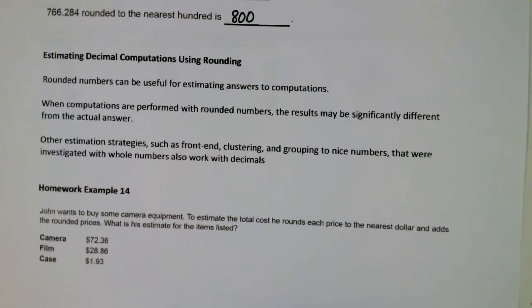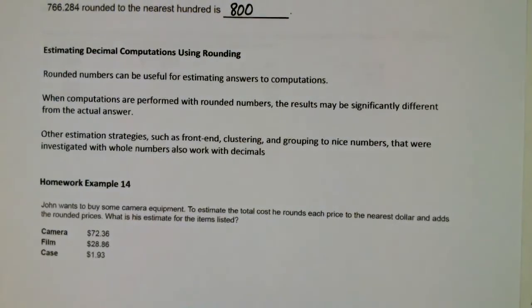Okay. All right, now let's look at estimating decimal computations using rounding. Rounded numbers can be useful for estimating answers to computations. When computations are performed with rounded numbers, the results may be significantly different from the actual answer. Other estimation strategies, such as front-end clustering or grouping to nice numbers that were investigated with whole numbers, also work with decimals. So let's look at this homework example number 14.